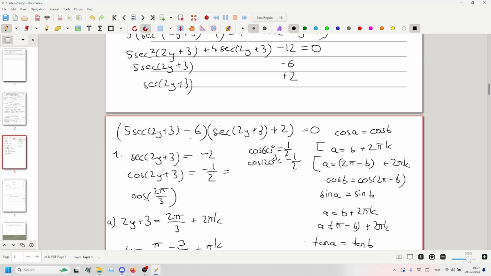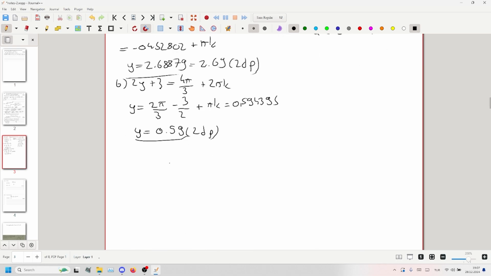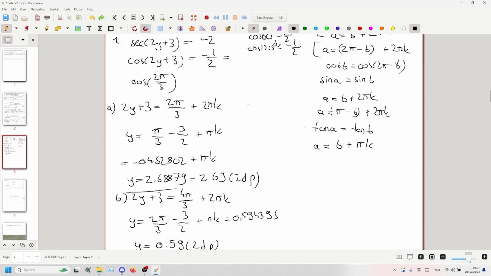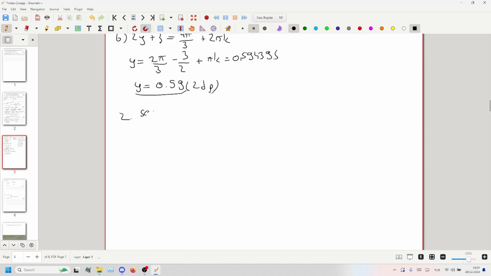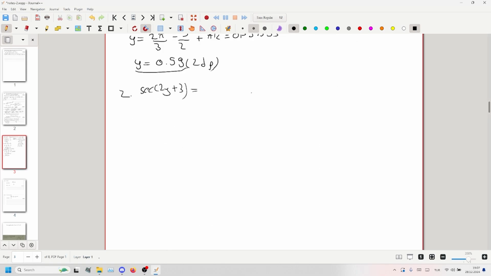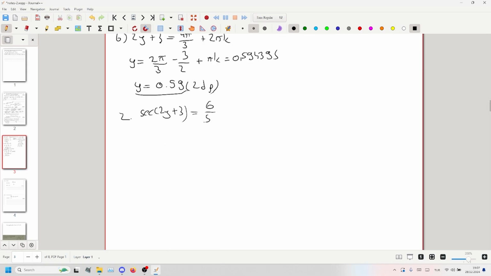That being said, we have another equation here. So the second equation here is this one. That would be that the secant of 2y plus 3 is equal to, what is it equal to? It's equal to 6 over 5, right? Yeah, okay. It's equal to 6 over 5. So that the cosine of 2y plus 3 is equal to 5 over 6.